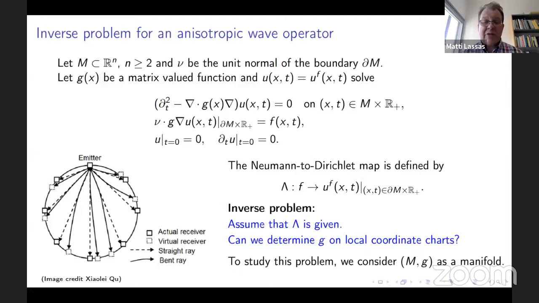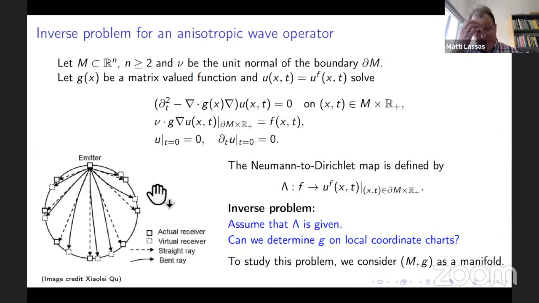is to study the problem: can we determine the wave speed g in local coordinate charts when the Neumann to Dirichlet map is given? So what does this mean in practice? One could think of medical imaging with an ultrasound device, so standard medical ultrasound imaging, where a doctor has an emitter at one boundary point and sends waves. In reality, the waves are traveling along paths that are curved. But the imaging algorithm assumes that the waves have traveled along straight lines. So we obtain a picture in non-Euclidean coordinates, the coordinates that are associated to wave propagation.